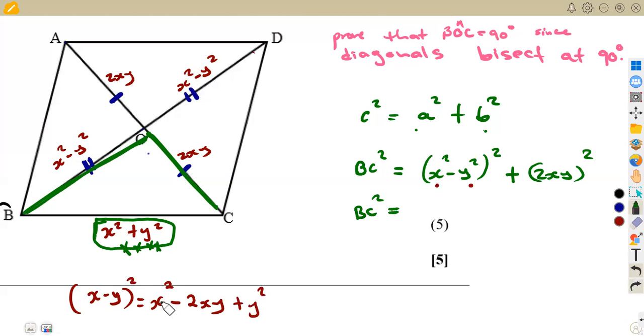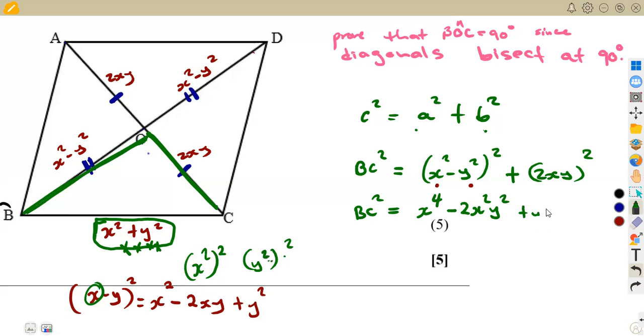The first term is x² already. So it is going to be (x²)², that is x to the exponent of 4. Minus 2xy, but the x and the y that we have here are x² and y². So it's going to be minus 2x²y². Then the last is squared, the last is y², so it's (y²)², which is 2 times 2, y to the exponent of 4.